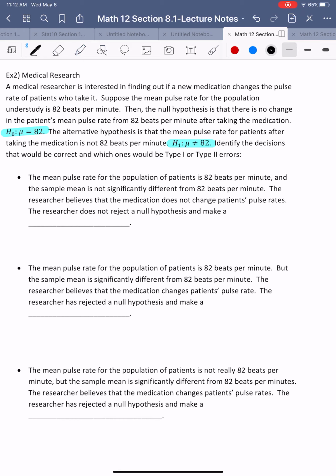Identify which decisions would be correct, and which would be the type 1 and type 2 errors. The first case: the mean pulse rate for the population of patients is 82 beats per minute, and the sample mean shows it is not significantly different from 82 beats per minute. So the researcher believes that the medication does not change the patient's pulse rate and does not reject the null hypothesis, which is a correct decision, because there is no difference in the mean pulse rate.